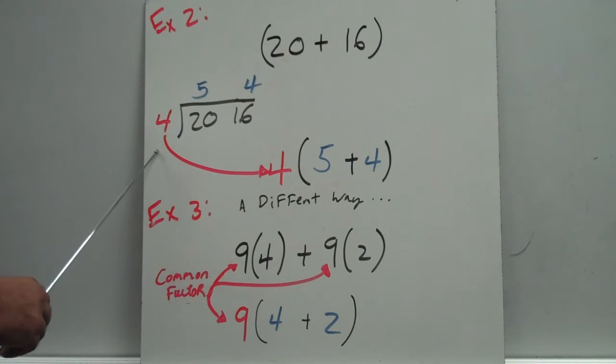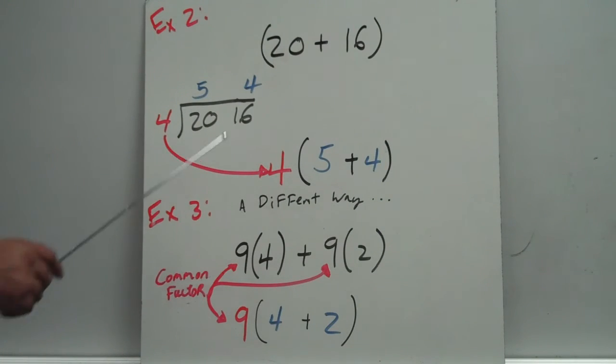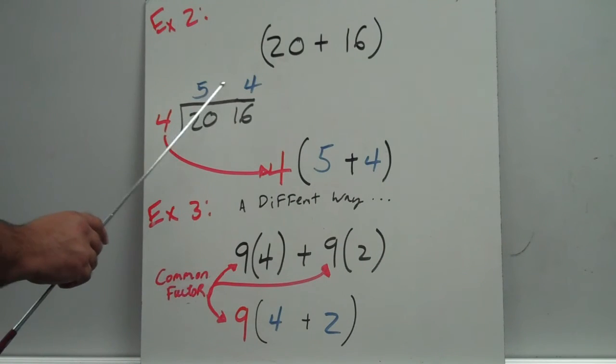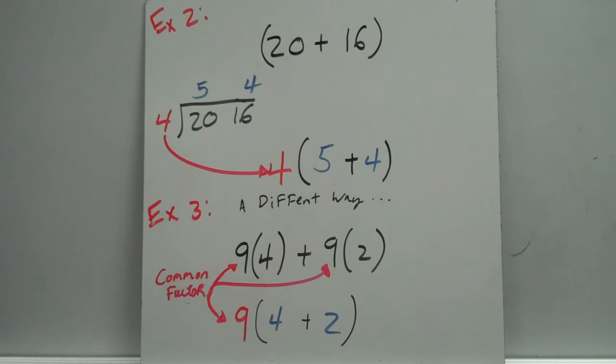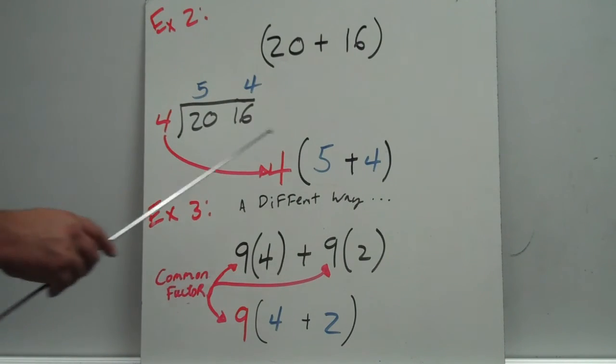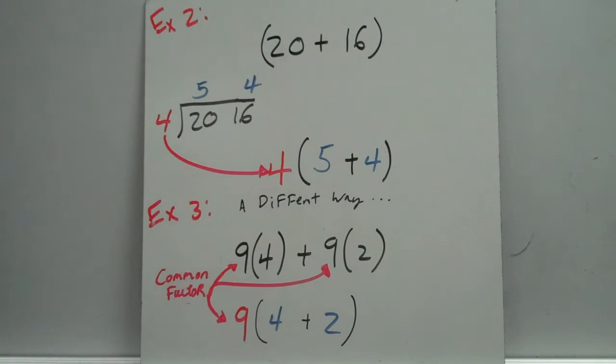So we're going to take that greatest common factor, that GCF, and that's going to go outside the parentheses. We're going to take the 4 and the 5 and put them inside the parentheses and separate them by addition. So we have 5 plus 4, or 4 plus 5. Remember, with addition, the order doesn't matter.